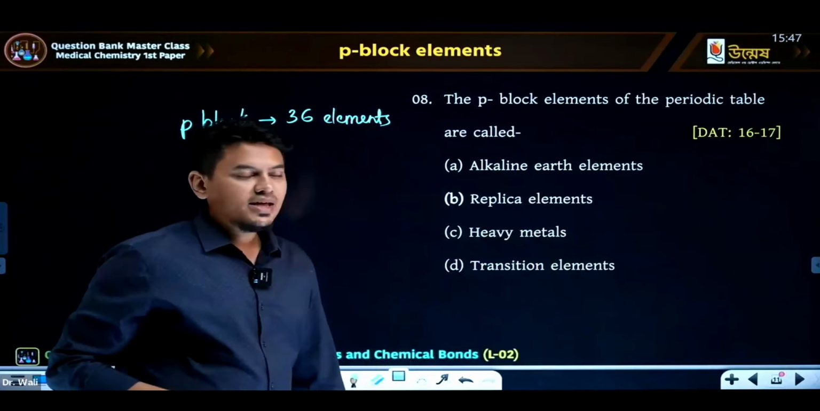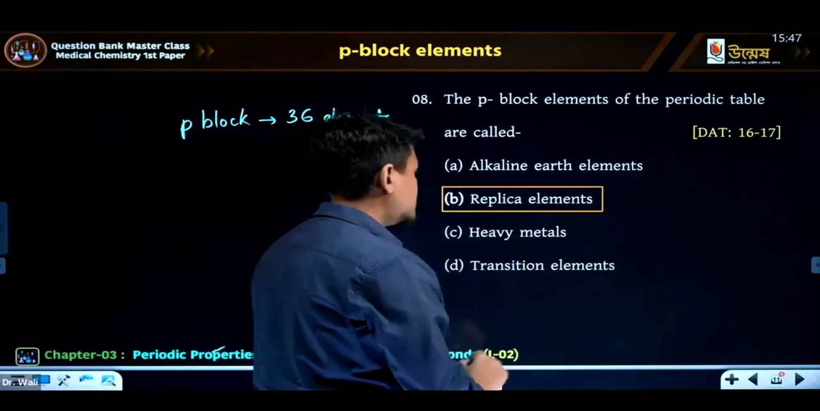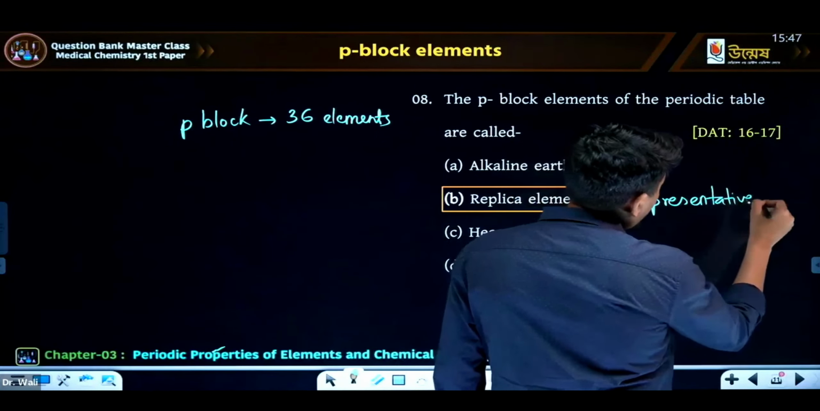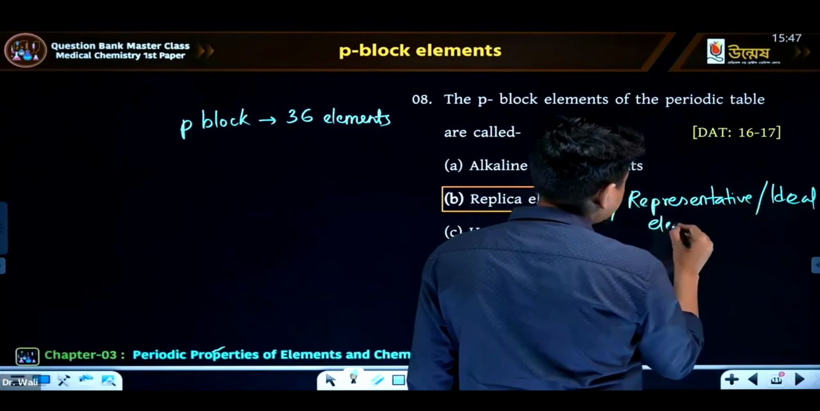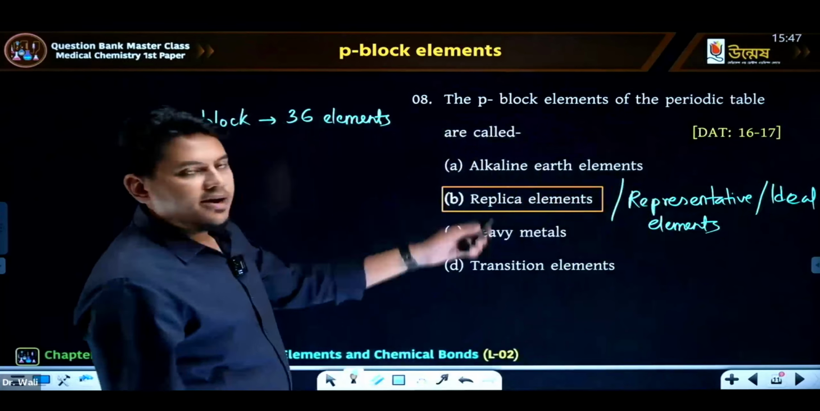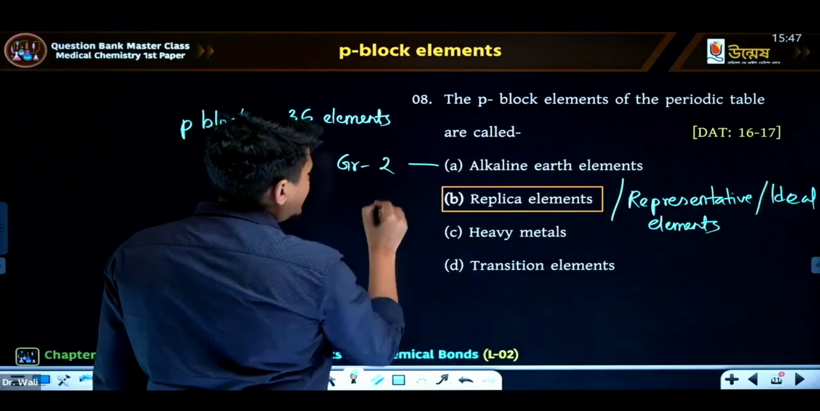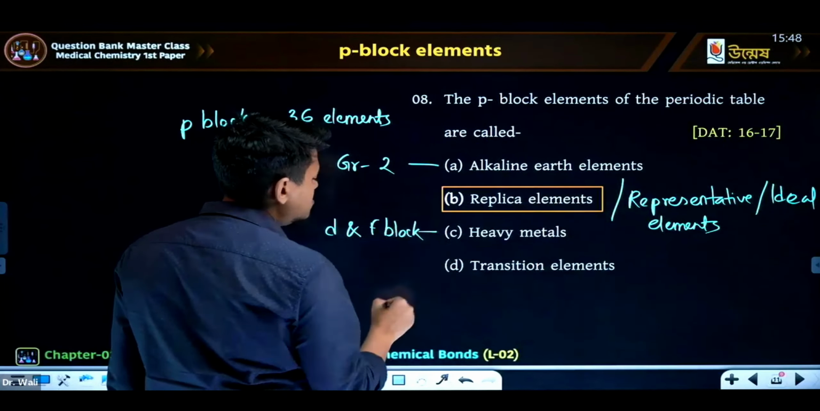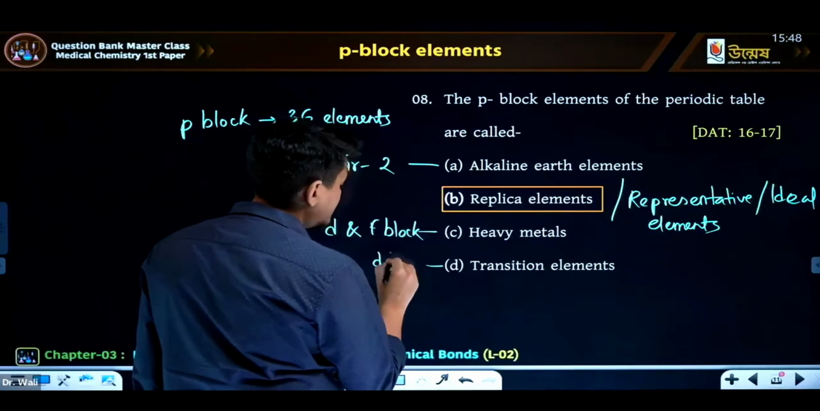Actually, this is a kind of wrong translation. It should be written as representative element, not replica. So I'm writing the correct one. You should note that down as well. Representative, and also known as ideal elements. Okay. Alkaline earth metal, this is group 2. Heavy metal, D block and F block. Transition element, this is within the D block.